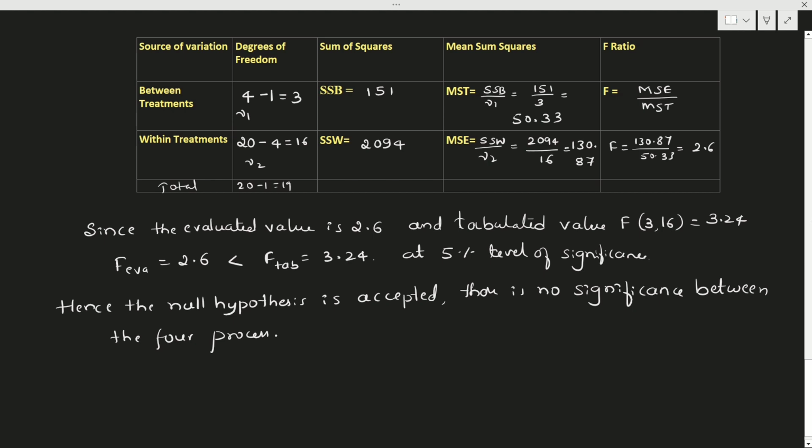All examples whatever I have solved till now on Anova are important, and all are asked in model question papers also. In the next class, I am going to explain two-way classification and an example on two-way Anova.